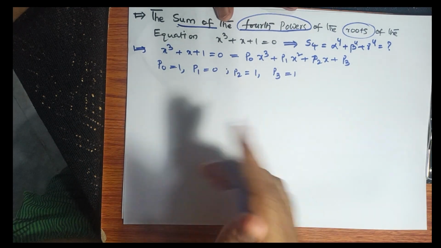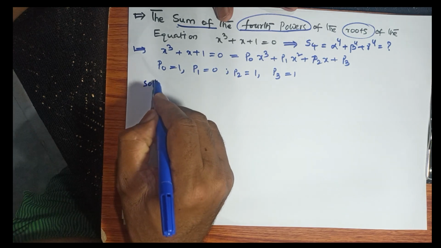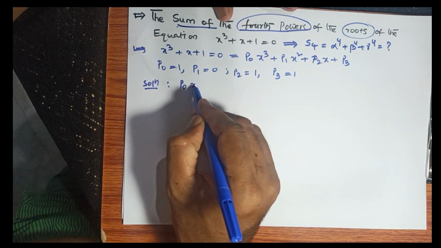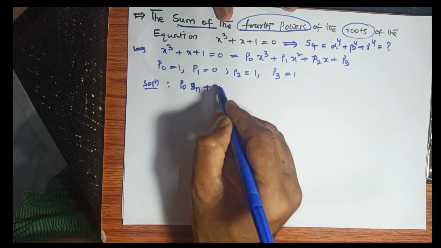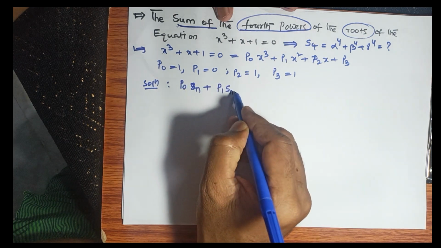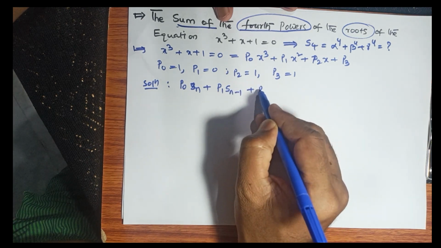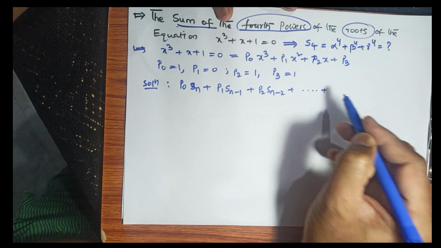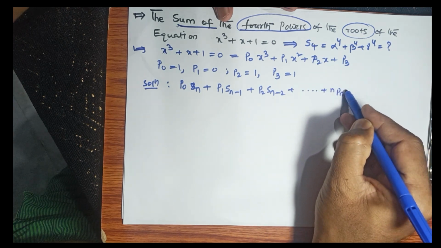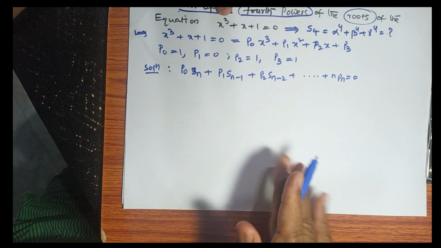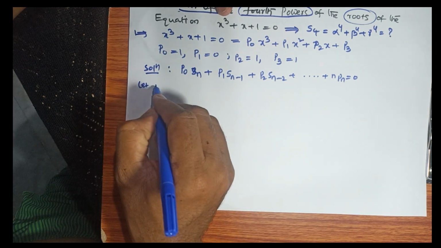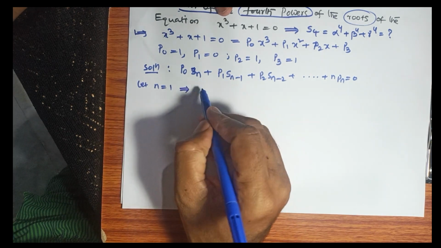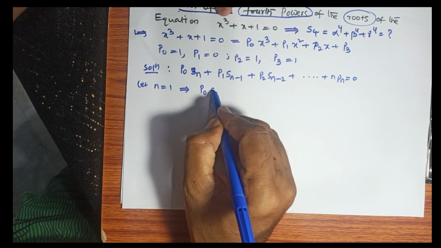Now the solution set we can write as P0 Sn plus P1 Sn minus 1 plus P2 Sn minus 2 and so on, up to n Pn is equal to 0. In this, let n is equal to 1. If you consider n is equal to 1, then it is P0 S1.